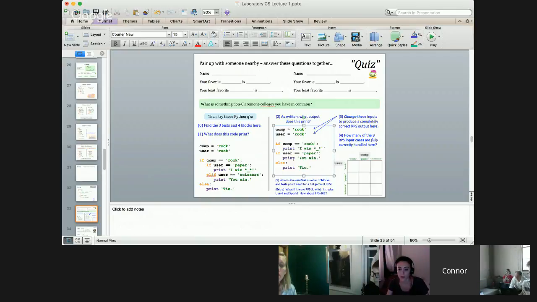I win and tie. Yep, that's absolutely correct. Why is that? Because it will go through the first if and find rock, and so print I win, and then it will go down, not finding paper, it will go to else, which is tie. Awesome.